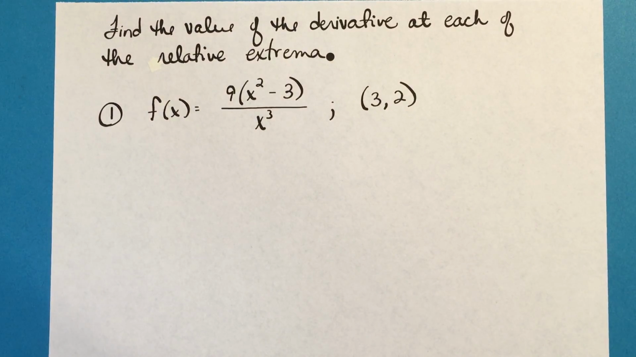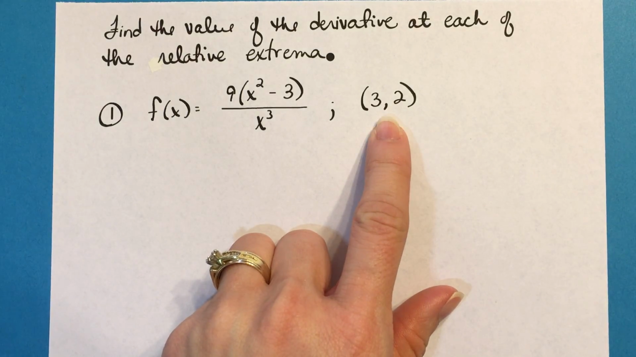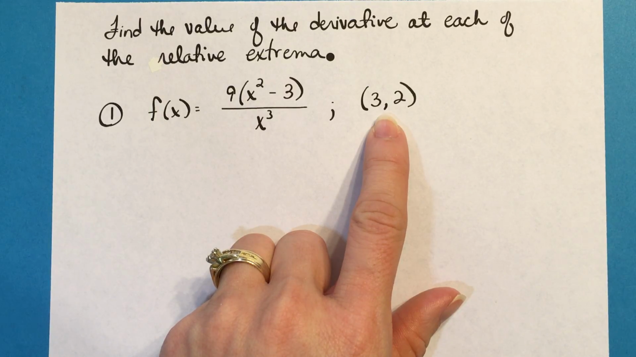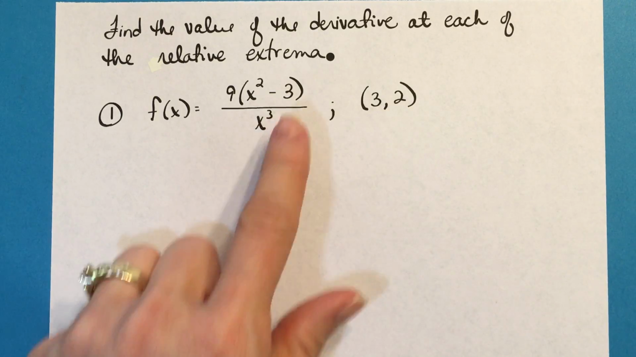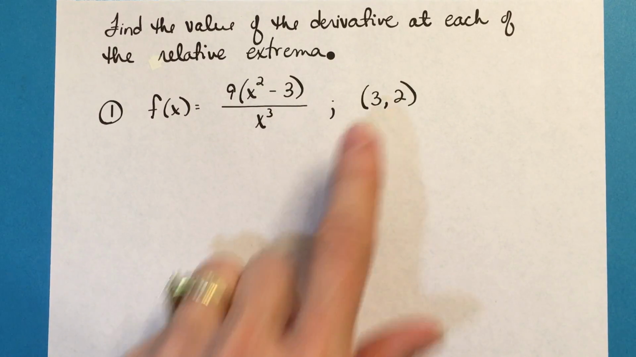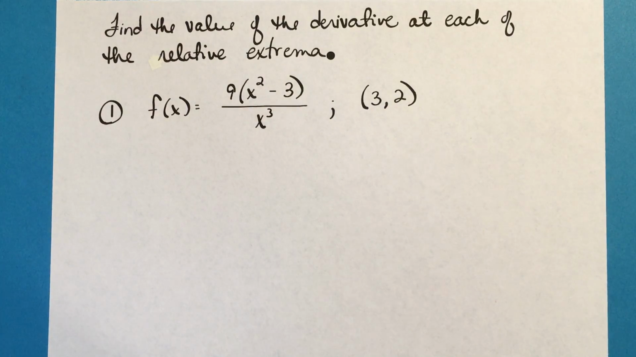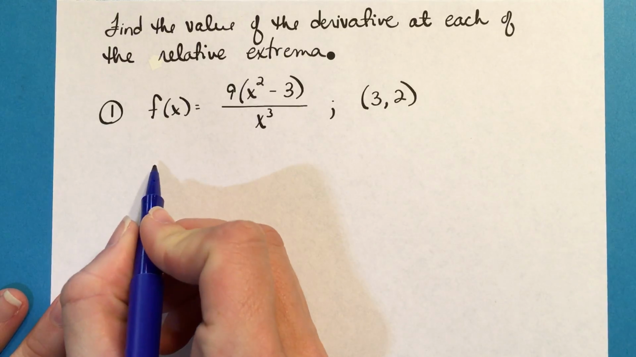Okay, you are asked to find the value of the derivative at each of the relative extrema. All right, so they are listing this being a point, so at the point (3, 2), that is going to be an extrema, which I gave you the list a while ago. What consisted of extrema were your relative maxes and mins and your absolute maxes and mins. But let's see what happens to our derivative at this particular point. So first thing we've got to do is actually find our derivative.